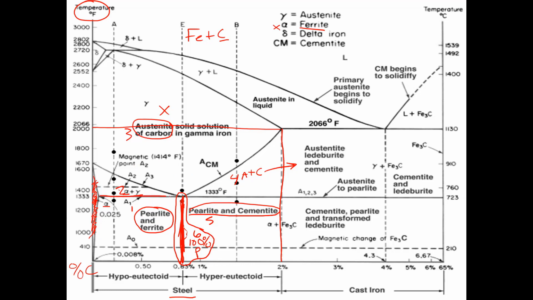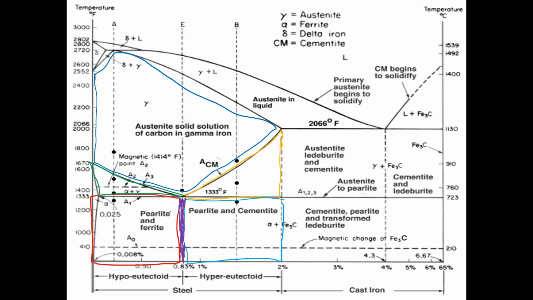So this horizontal line right here, which is our lower critical temperature, is a divider. This vertical line right here at 0.8% carbon content is a divider. And then we have our upper critical temperature as our other divider. Let me clean this up a little bit. So I have highlighted the zones right here. So we'll start again. The number order doesn't matter. I'm just counting zones here.